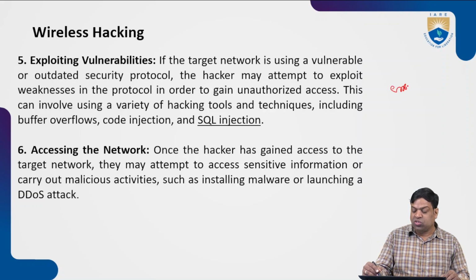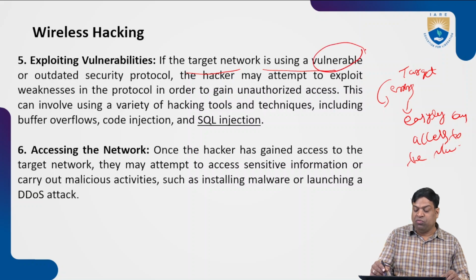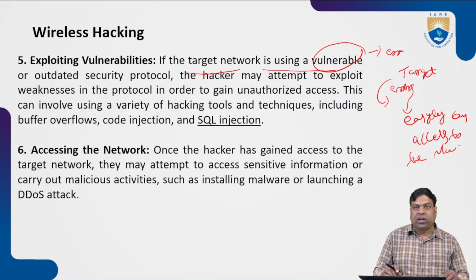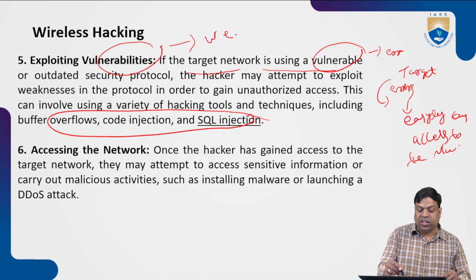Exploiting vulnerabilities means finding out the target's vulnerabilities. Vulnerabilities means errors are there. So they can find out the target's errors. If we know the target's errors, then we can easily access the network. If the target network is using vulnerable or outdated security tools, then if there are more errors, the security is very poor, and the hacker may attempt to exploit weaknesses in the protocol in order to gain unauthorized access. This can involve using a variety of hacking tools and techniques, including buffer overflow, code injection, and SQL injection. So, using these techniques, they can exploit the vulnerabilities and enter weak security.